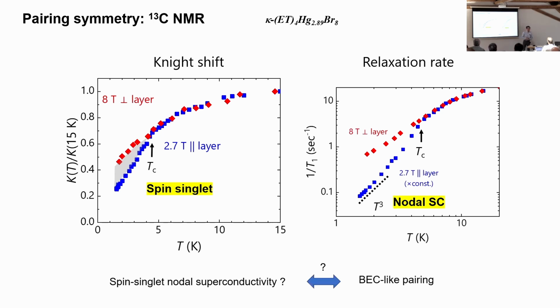So I don't know how to explain this discrepancy between the NMR features of the nodal superconductivity and the BEC-like other features. Okay, this is puzzling, I think.